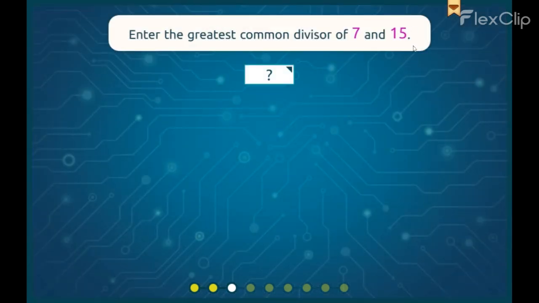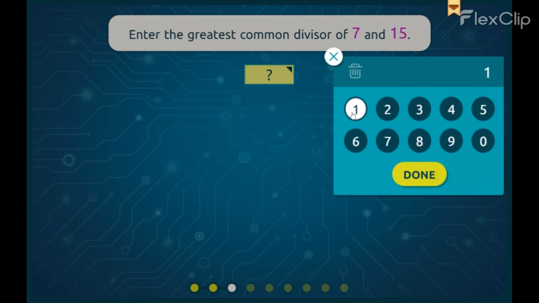Again, we have the numbers 7 and 15. We know that 7 is a prime number. What does it mean? It has only two factors, 1 and 7. It cannot be divided equally by any other number. And 15 is not a prime number. It's a composite number. It can be divided by 1 and 15, 3 and 5. Do they have anything in common? Not quite, except for factor 1.